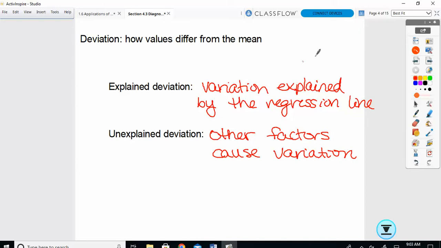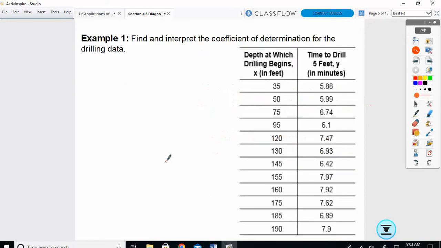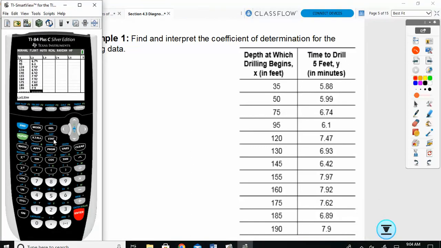So let's just go to an example, and we're going to work from there. This is a data set we've looked at before, the drilling data. So we have X and we have Y. Let's enter that into our calculator. We have been going into stat, calculate, number 4, linear regression. Your X should say L1, because the X is in the first list. Y should say L2. And so then we can calculate.